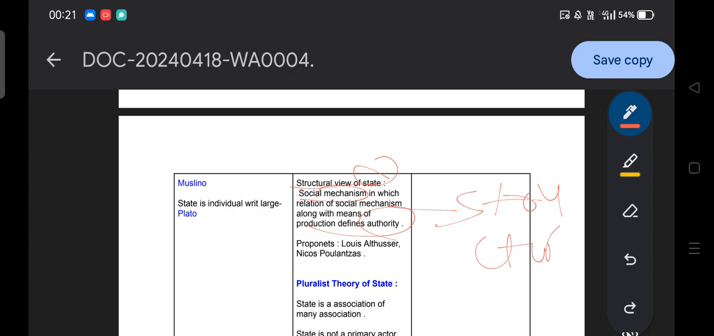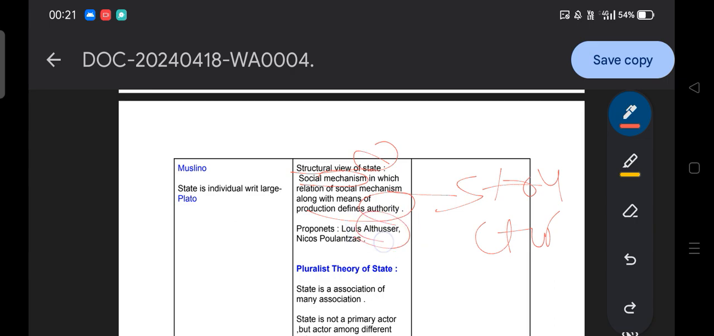That is the structural view of the state. Those who control the social structure, including the means of production, the tools of production, industry and raw material, are going to be the determinant of the authority of the state. Very easy, and it's very important. The scholars of the structural view of the state are Louis Althusser and Nicos Poulantzas.